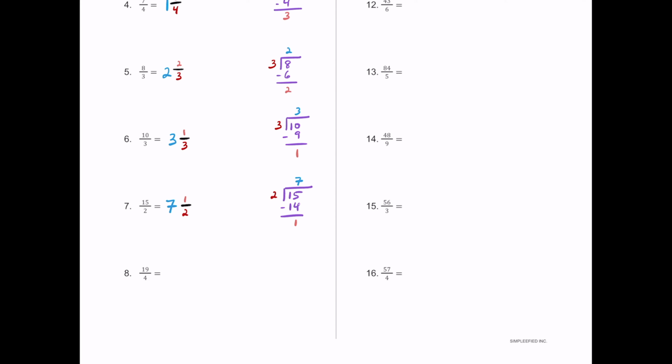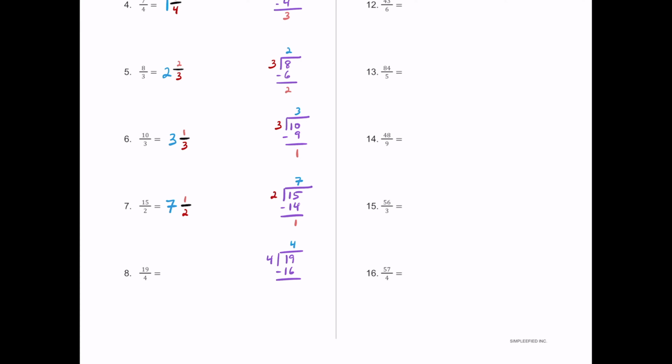For number 8, we have 19/4 here. So let's take the 19 and split it into 4 equal pieces. How many times will 4 fit into 19? Well, 4 times 4 is 16, and 4 times 5 is 20, so 5 is too much. 4 times 4 is 16.